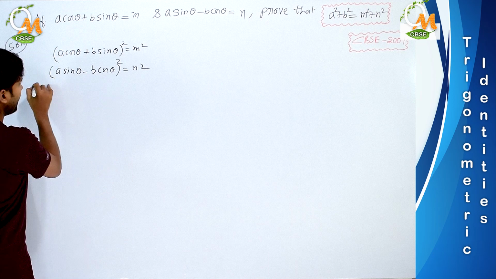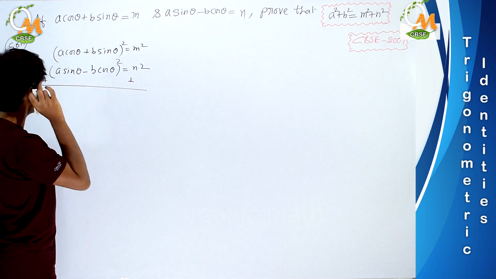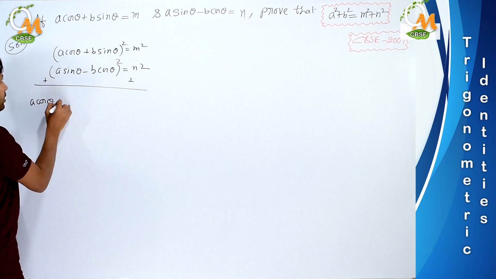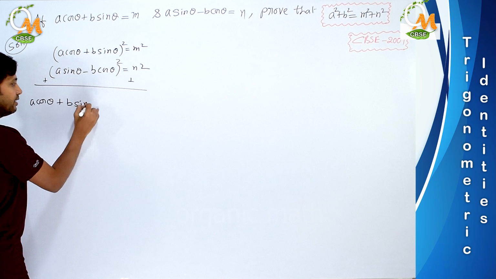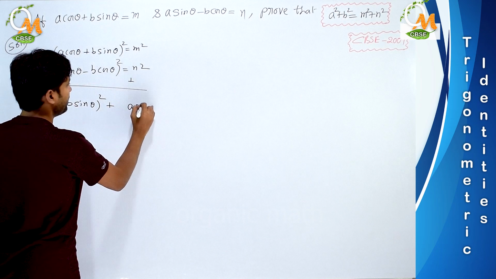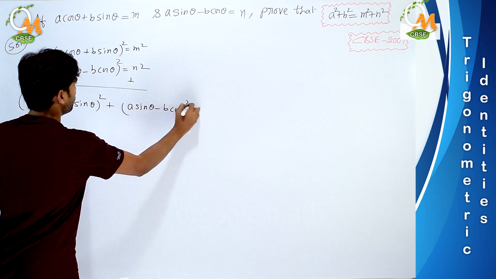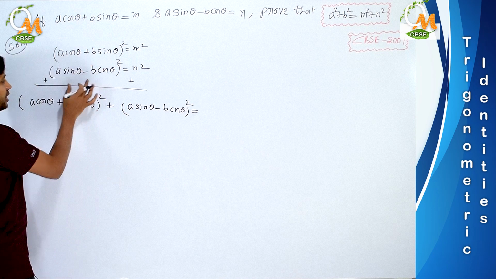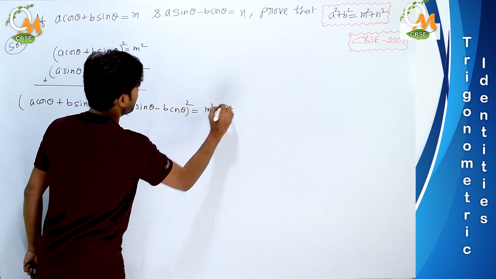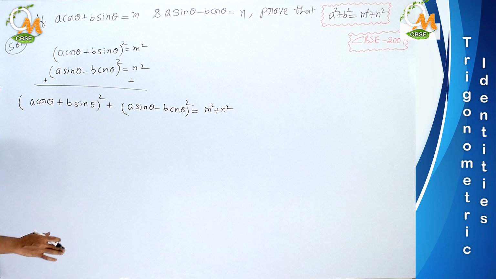Now do one thing, add both the conditions. So what do we get here? A cos theta plus b sin theta whole square plus a sin theta minus b cos theta whole square equal to, LHS parts are added. Now RHS, what is that? m square plus n square. Now we have added like this.